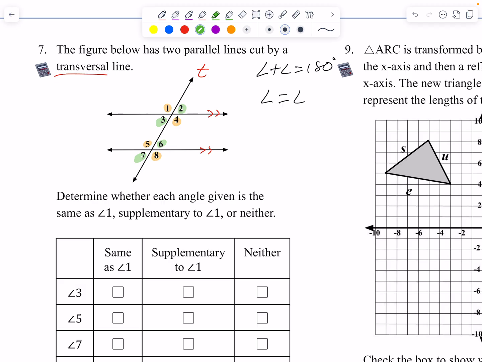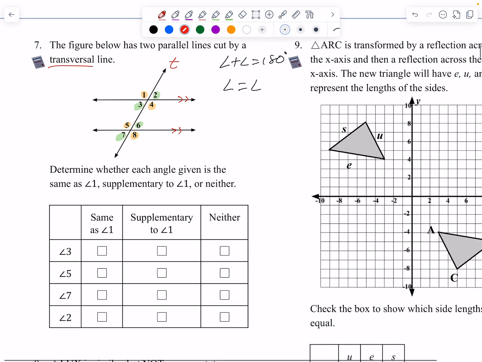If one of them is 100, the other one has to be 80, for example. Because 100 plus 80 equals 180, which gives you a straight line. Okay? So anyways, just a little hint, okay? Excuse me. So let's see. Determine whether each angle given is the same as number 1. So number 3, are they the same color? No. So they're not the same? Are they supplementary?